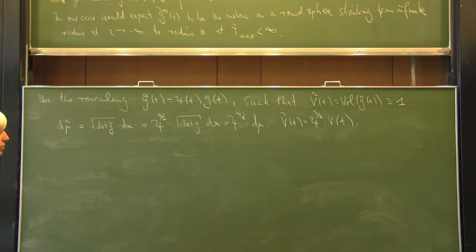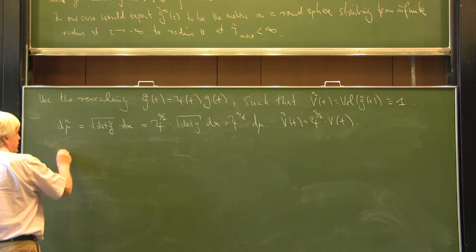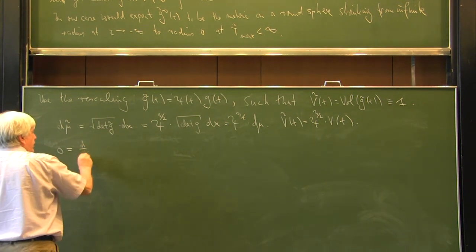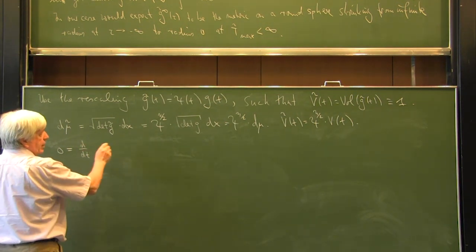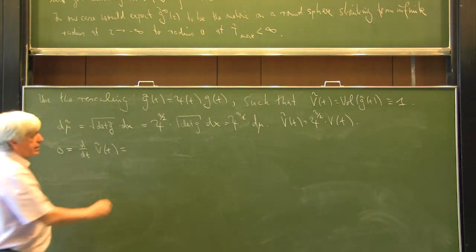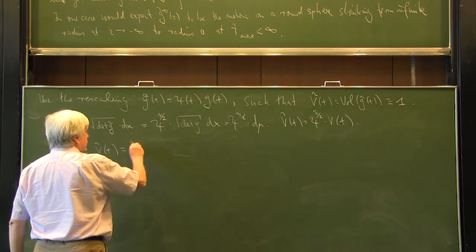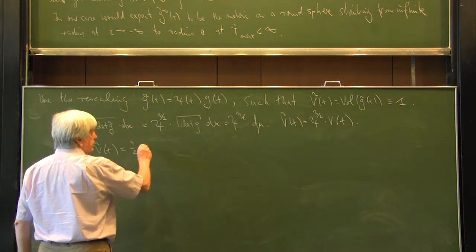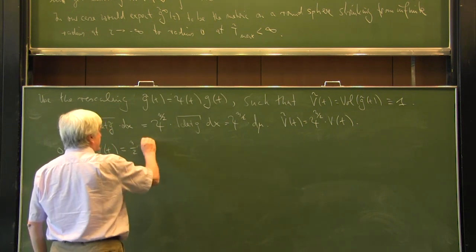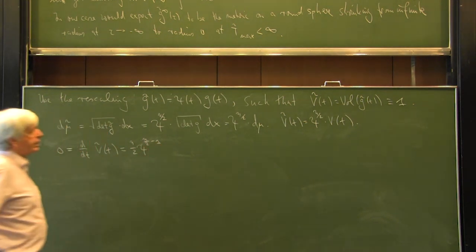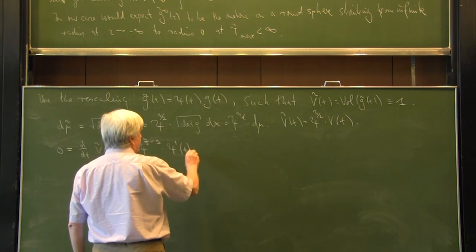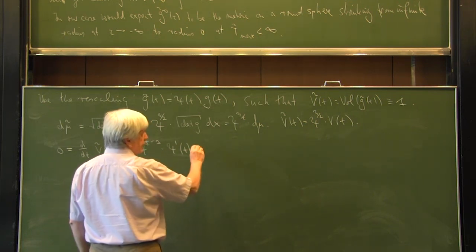And therefore we get that 0 is equal to the derivative of v tilde of t. So we get that this is n over 2 times psi to the n over 2 minus 1 times psi dash of t times phi times v.